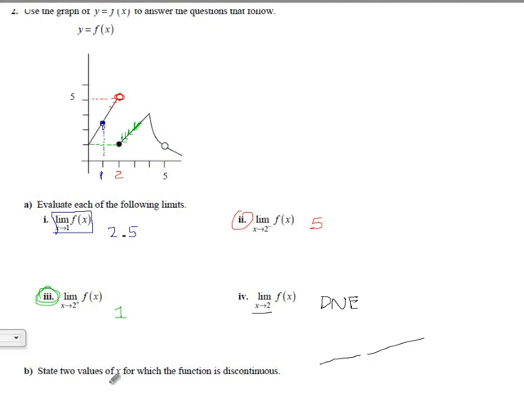So we would say this function is discontinuous at 2, and it's discontinuous at 5. Or you can say it has discontinuities at 2 and 5.